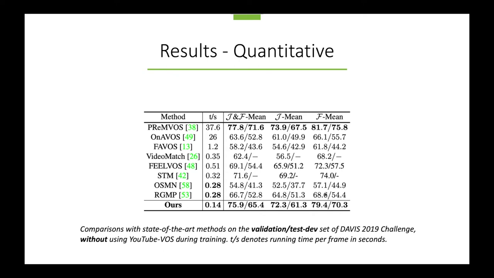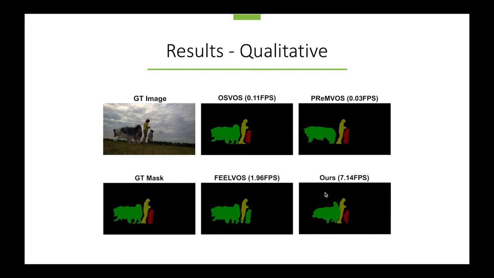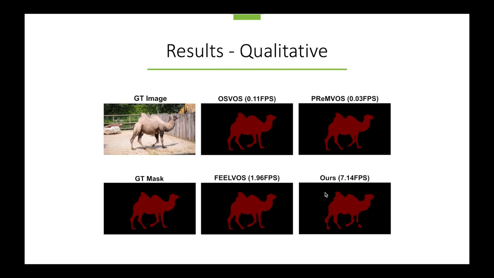Now let's see some quantitative results. As we can see, our model has a better performance when there are multiple similar instances or when occlusion happens.